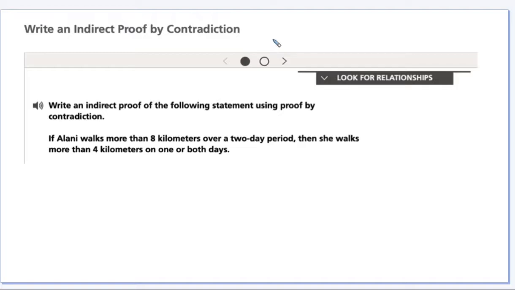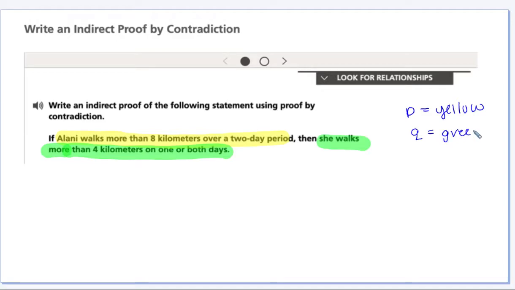We want to write an indirect proof of the following statement by using a proof of contradiction. So if Alani walks more than 8 kilometers over a 2-day period, then she walks more than 4 kilometers on one or both days. So what I'm going to highlight in yellow is my hypothesis, and what I'm going to highlight in green is my conclusion. Okay, so we've identified P and Q. So P again is yellow, and then Q is in green.